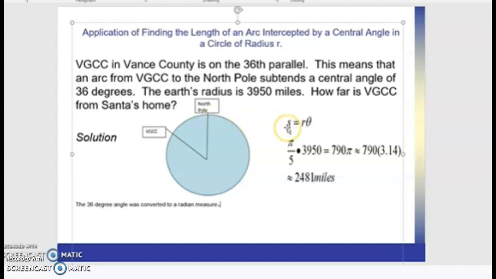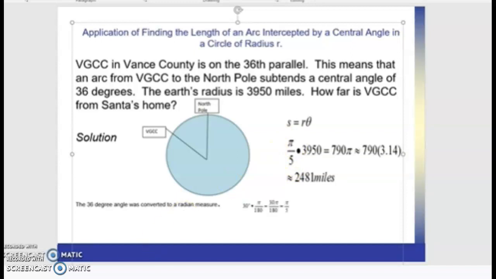As a reminder, the length of an arc, S, is equal to r times theta. Plugging in this formula for r, we already know our radius. It was given to us, 3,950 miles. But that radius must be multiplied by the angle in radians. Therefore, 36 degrees must be converted to radians. After doing so, we find that 36 degrees is equal to pi over 5, or you could read it as 1/5 pi in radians.